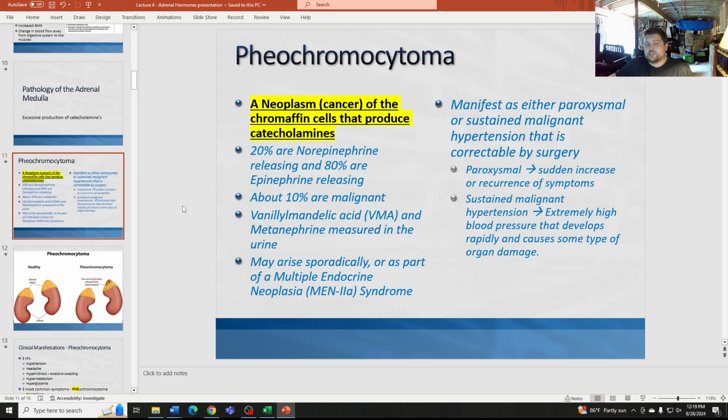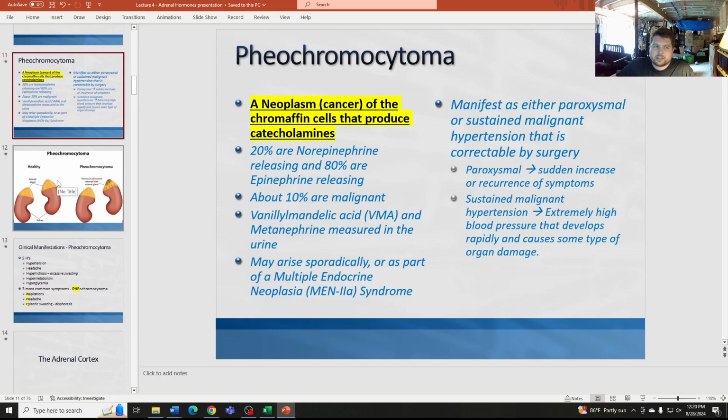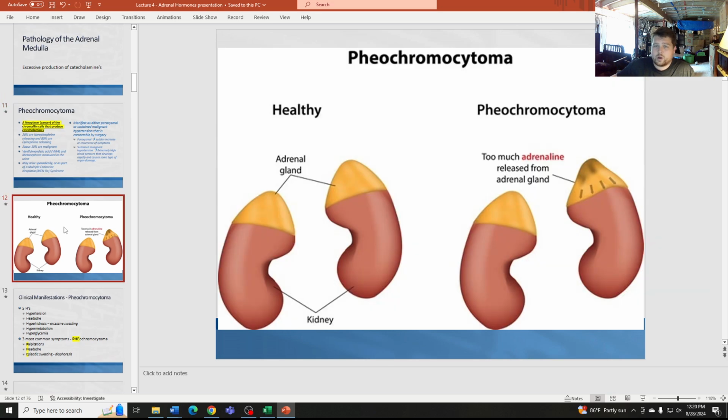As you can see, there's lots of information that I put on this screen. A lot of it is just extra information that you will see again in the future. The main thing to remember is that a pheochromocytoma is a cancer of the chromaffin cells. So essentially the cell grows out of control, replicates out of control, and all of those chromaffin cells produce catecholamines. So we have a whole bunch of excess catecholamines being released into the body, and you can stop and think, okay, what's going to happen with that?